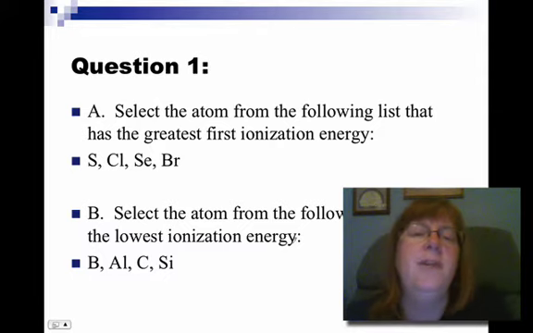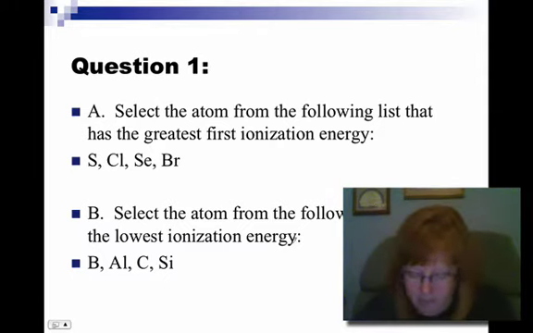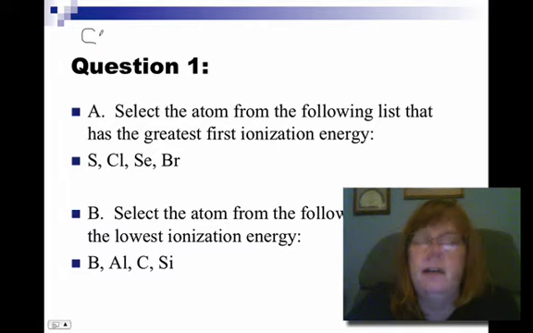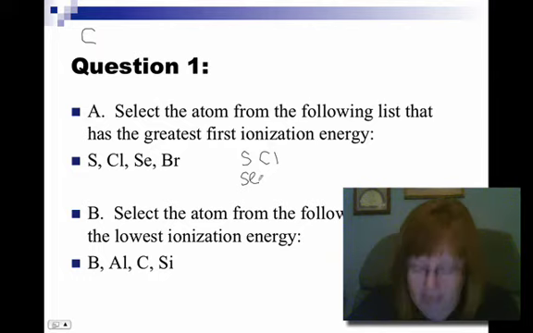All right, so here we go. Let's pick the one with the highest ionization energy in this question. And so, of course, I hope you have a periodic table that you can be looking at. So this is the arrangement. On the periodic table, it would be sulfur, then we'd have chlorine. Selenium would be in the same family as sulfur, and then bromine is below chlorine.